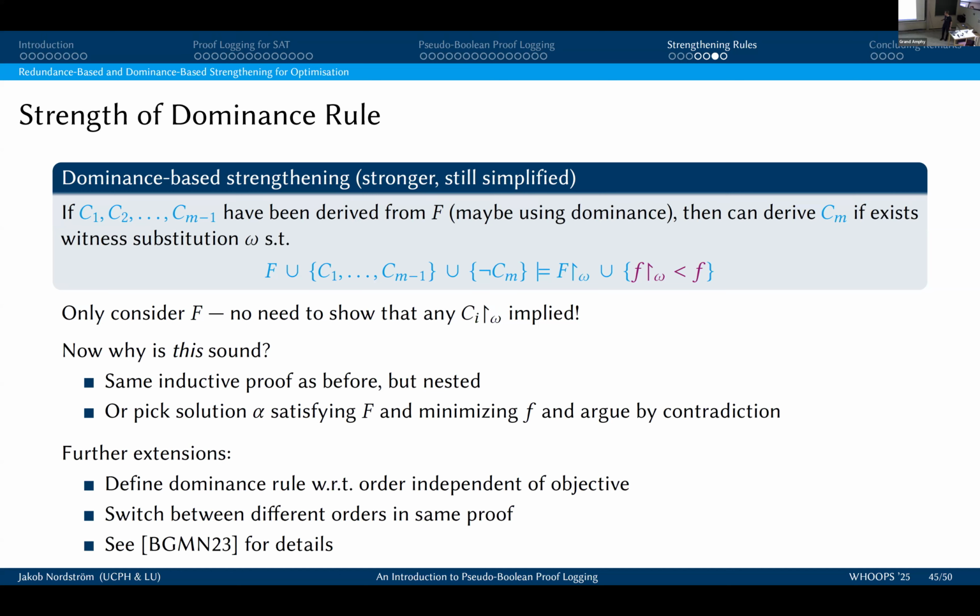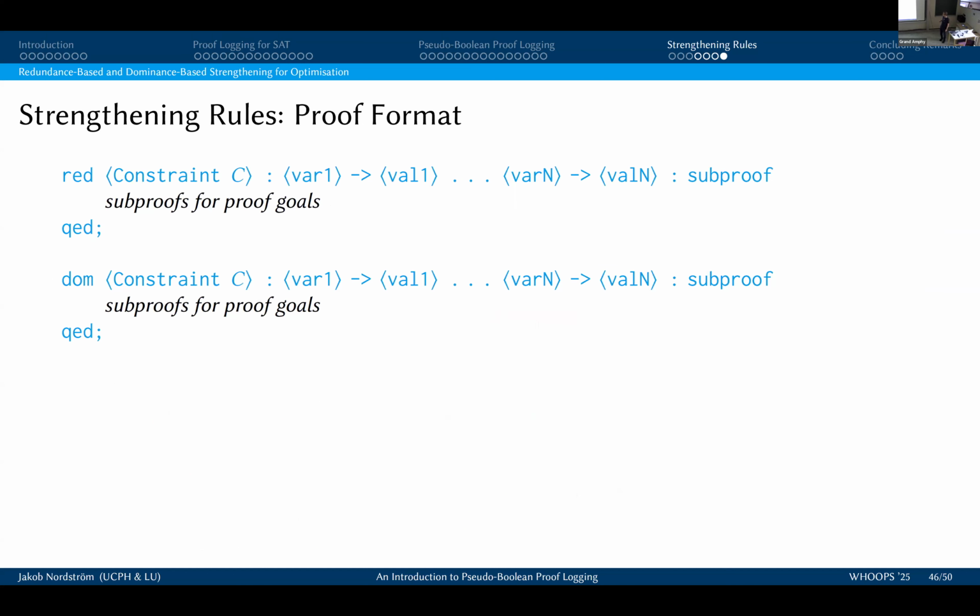And you can actually generalize this even further, and I refer to this paper. By the way, all references are at the end of the slides. Slides will be online. So I'm obviously skipping some proofs here, but the point is that this is a sound derivation rule, and it turns out to be really useful.